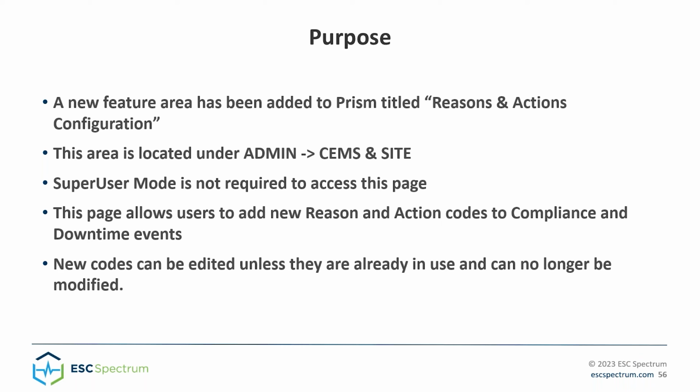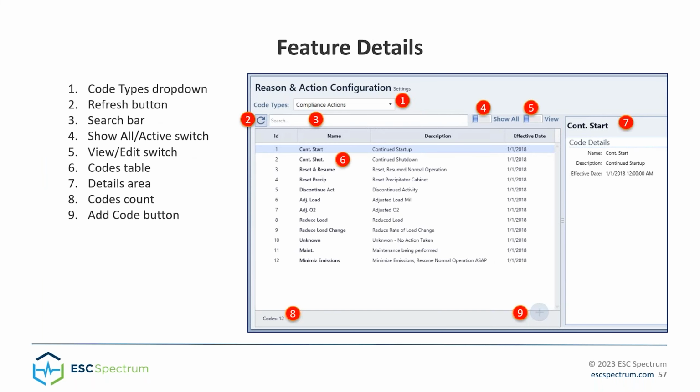You can add new reasons and actions. You can edit current ones, so long as they are not already in use. So if you have a downtime event coded to a particular reason or action, you can't then edit that because that would be modifying historic data. So you can add a new one and then use that new one going forward, but anything that has already been assigned can't be edited.